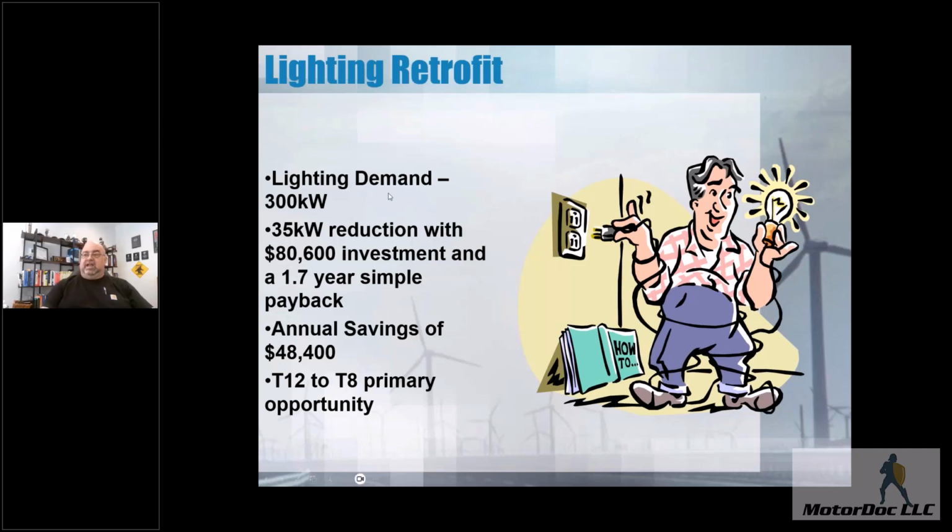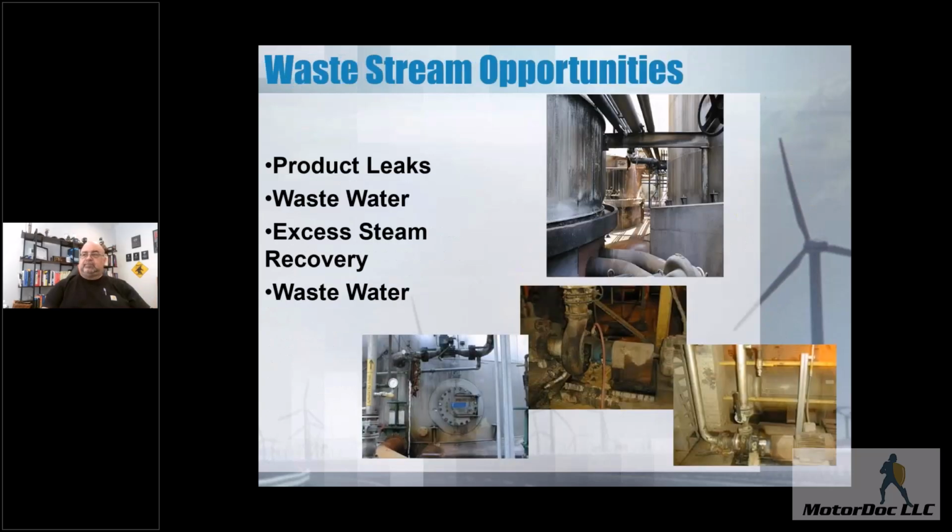So back in the day, 300 kilowatts worth of lighting across that particular facility, we saw what amounted to a 1.7 year simple payback. So other waste stream stuff, product leaks. Okay, there was literally how we measured how much bourbon or alcohol they were losing here off this pumping system, and there's literally a rag wrapped around that with a chain fall wrapped around that.